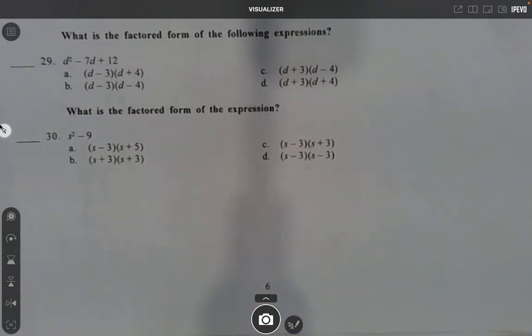Okay, so on this one, we put D and D. And what times what is 12? I'll just write it here. Yes, 6 and 2, 4 and 3, that's a 6. That's an ugly 6. Okay, now 4 and 3 add up to a positive 7. They need to both be negative. And it works. What is a negative times a negative? Still a positive. That's how it works.